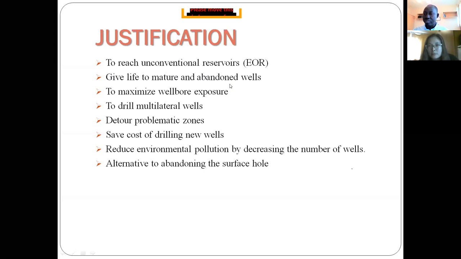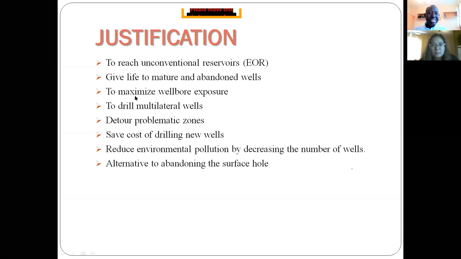So in such cases, we can also sidetrack the well before, or even after the well has been abandoned, right? Abandonment is when the well has produced and the reservoir is depleted. We abandon the well using cement; we plug the wells using cement. So with time, we can re-enter those wells and revive them, we bring them back to life, right?